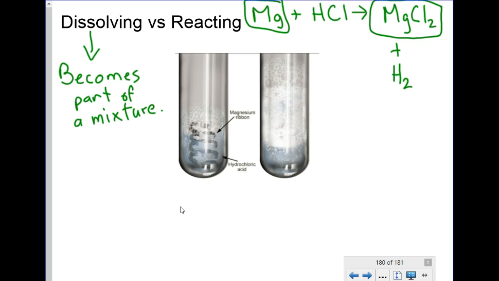So when we mix something, how can we tell just by looking at it, or perhaps feeling it, that it is a chemical reaction, or if it's a dissolving equation? How do I know if it's a chemical reaction or if it's a dissolving? What could you look for? Such as magnesium and bubbles. Yes. Bubbles means gas. Okay.